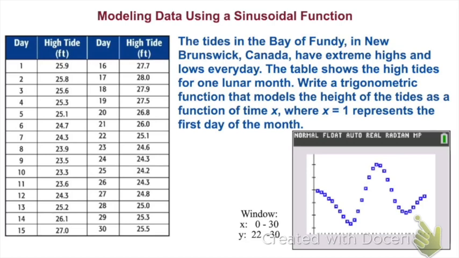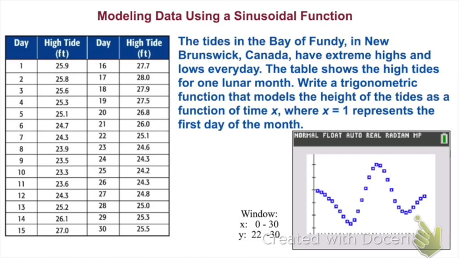What we would do is plug this into our calculators, in our table, list 1 and list 2. We would do a scatter plot, and what you get is the picture on the bottom right. This is our scatter plot, and it looks like a sine or cosine function. We have to figure out which one we want to use. We're going to write an equation from this.